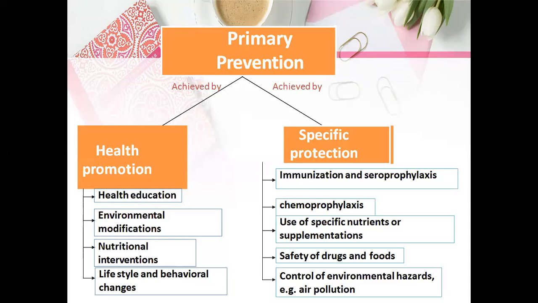They should drink clean water and eat healthy. All those things come under your lifestyle and behavior changes. And the next thing that comes under specific protection is, first, immunization. Immunization is a way of how we are trying to protect ourselves from a particular disease.